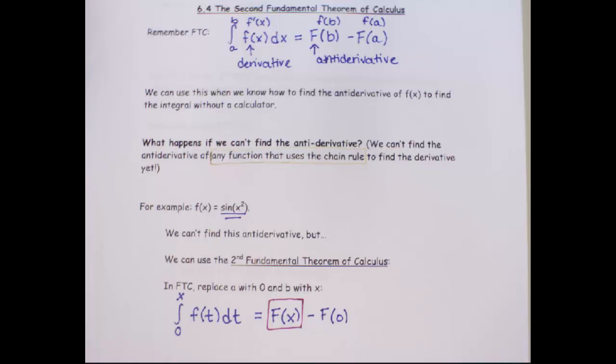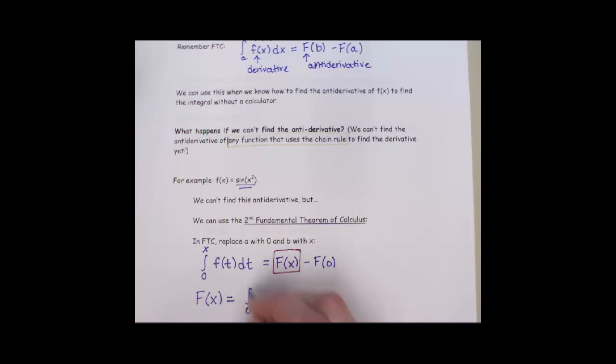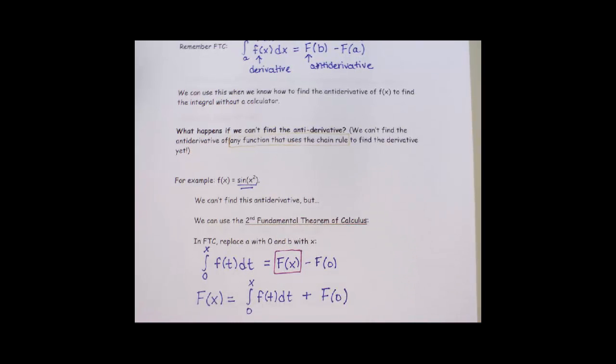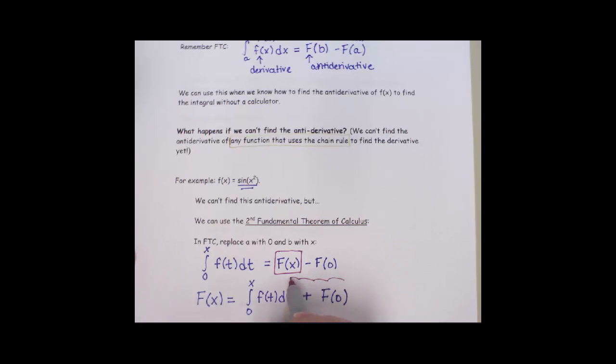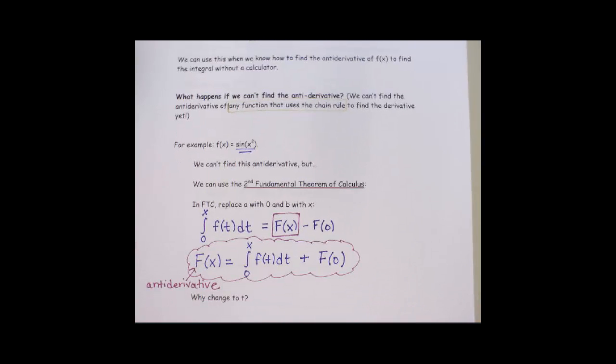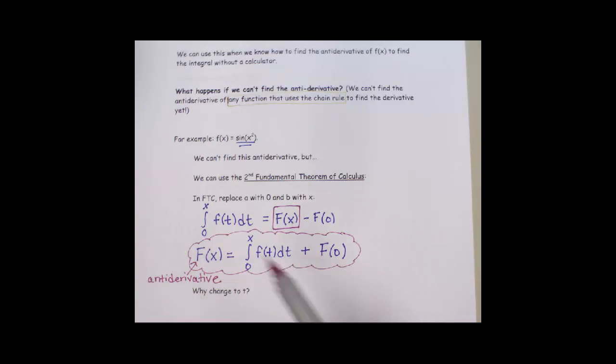So if we want to represent just the antiderivative, we would solve for F of x. So we know that F of x is equal to the integral from 0 to x of lowercase f of t dt plus F of 0. So you can use this to represent the antiderivative equation. So capital F of x stands for antiderivative. And again, change the x to a t because you cannot have the same variable on the top of the integral as inside the integral. They have to be two separate variables.